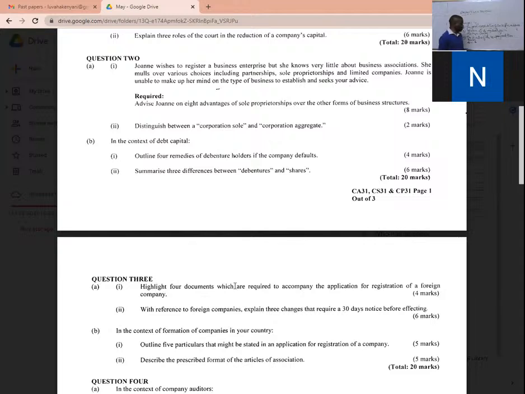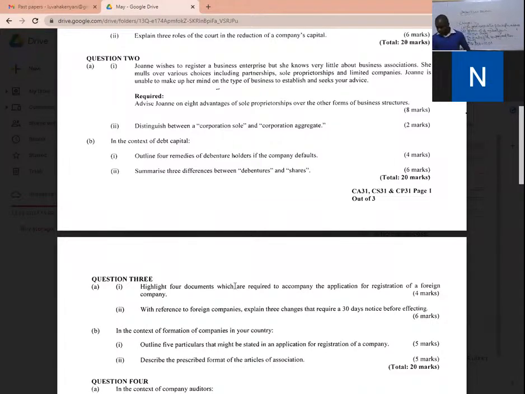Another thing is changing the articles of association or memorandum of association.